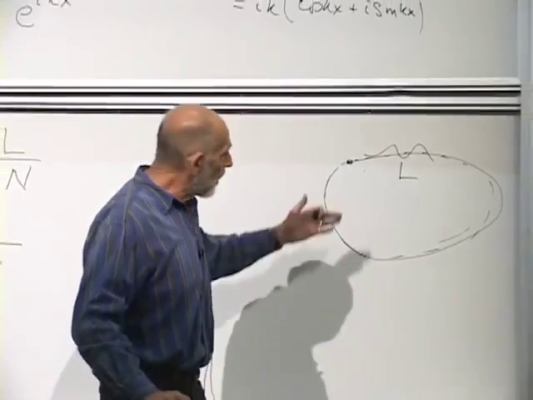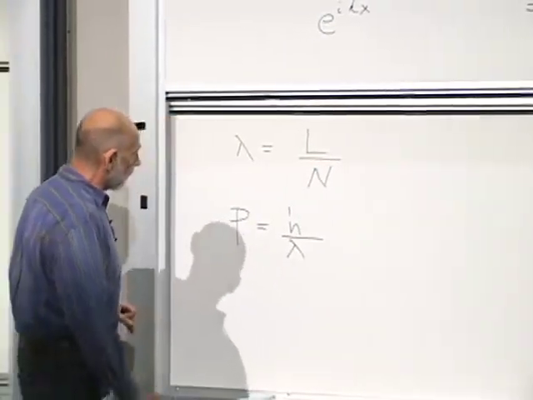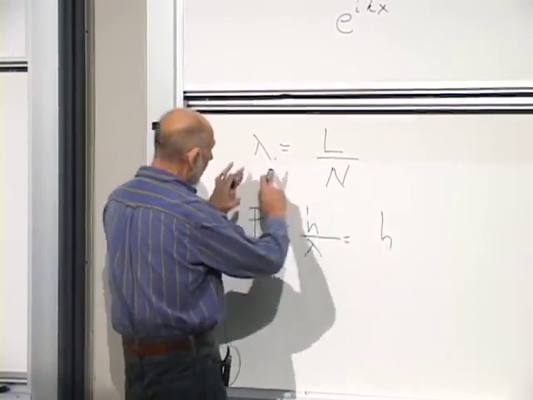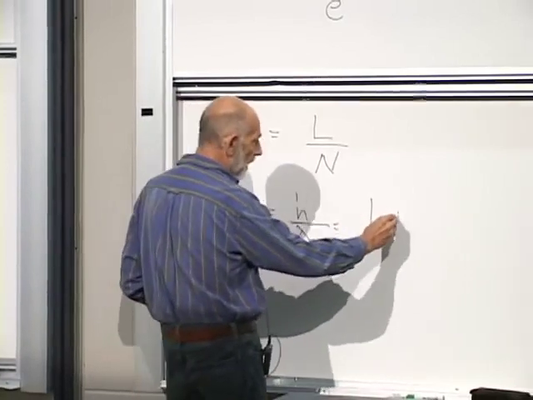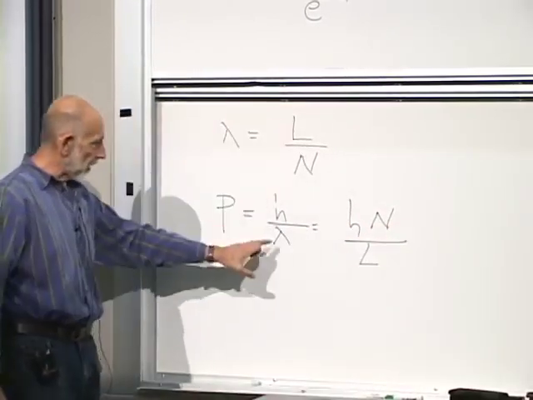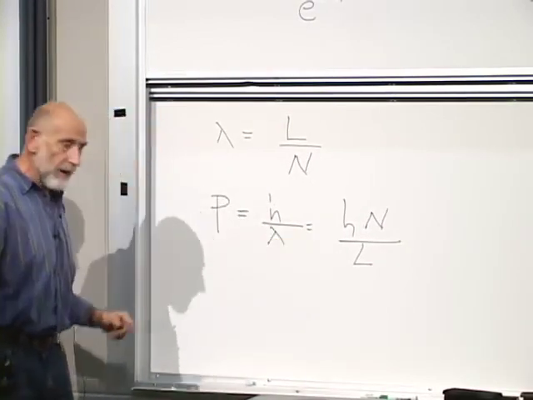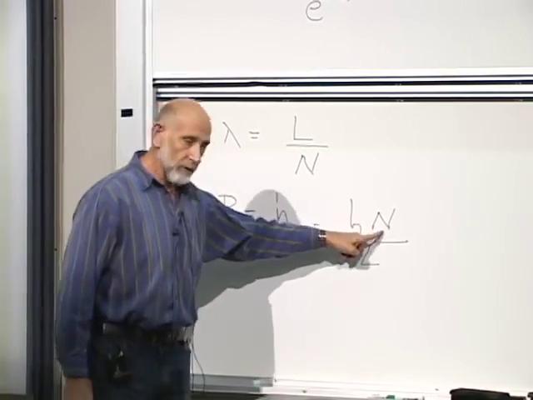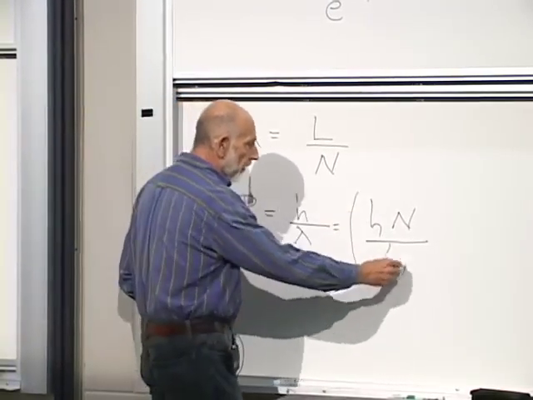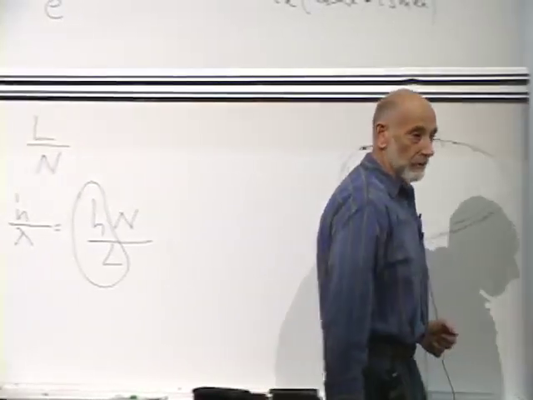So the allowable momenta of electrons, the allowable momenta of photons, the allowable momentum of anything in this one-dimensional world has to be h divided by lambda, which means h times N divided by L. I turned lambda upside down, N over L. And what does it say? It says the momenta come in discrete multiples of a basic unit, and the basic unit is Planck's constant divided by the total distance around.